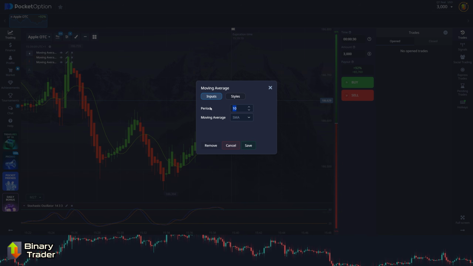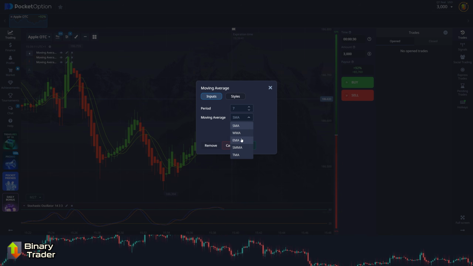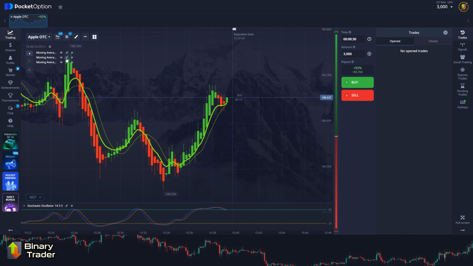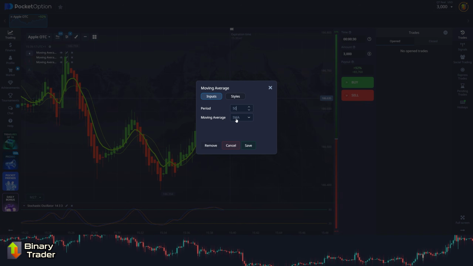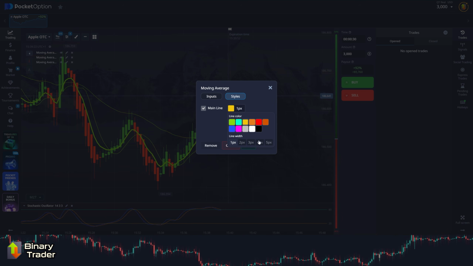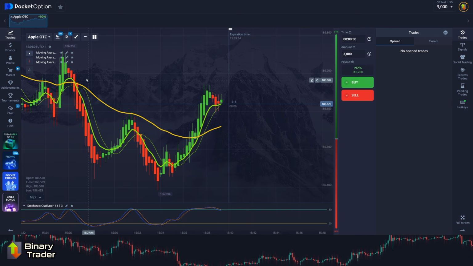Set the period of the first moving average to 7 and set the type to exponential. I leave the color as green and set thickness to 4 pixel. Set the period for the second one to 50 and set its type to exponential 2. I set the color to yellow and thickness to 4 pixel as before.